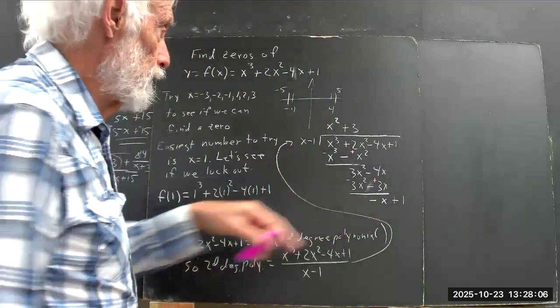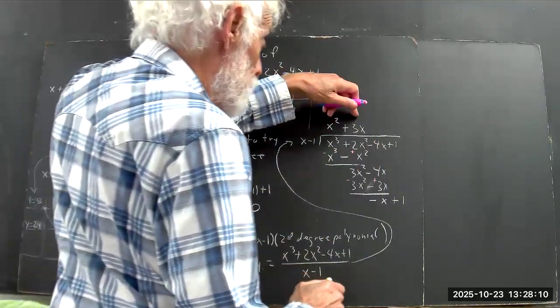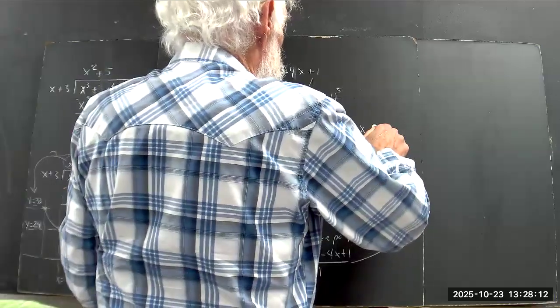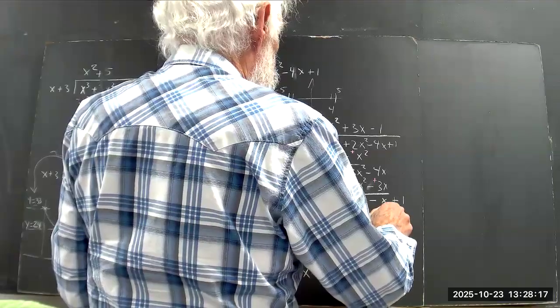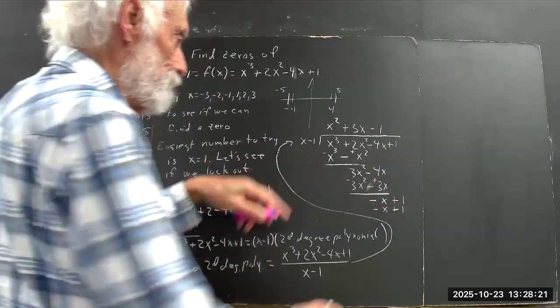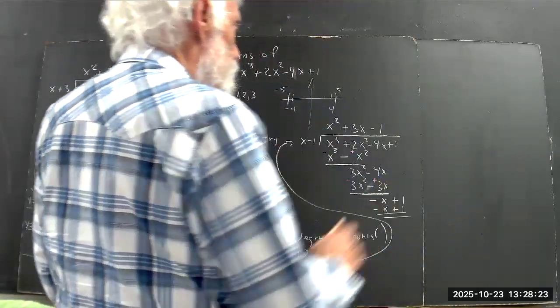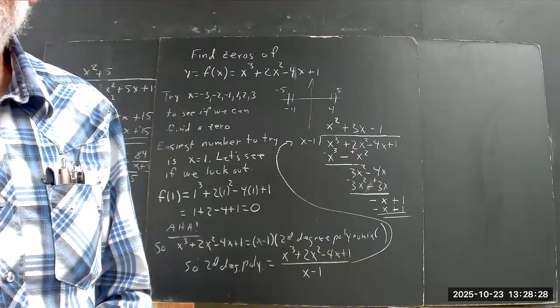And x goes into negative x. That should have been a 3x there. I didn't write the x. X goes into negative x, negative 1 time. And we get negative x plus 1. Okay? And that does it. Fair enough?